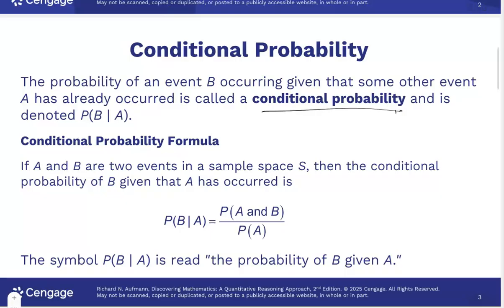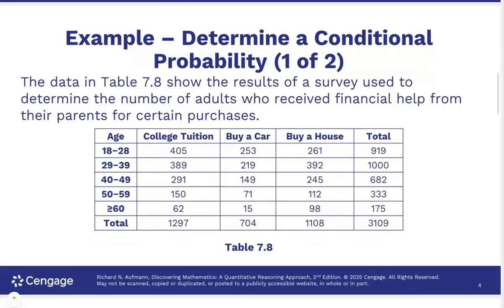So notice the notation here. It's probability of B given that A happens. So we would write this as probability of B given A has occurred. To write this, that formula is going to be the probability of A and B over the probability of A. So let's look at an example.